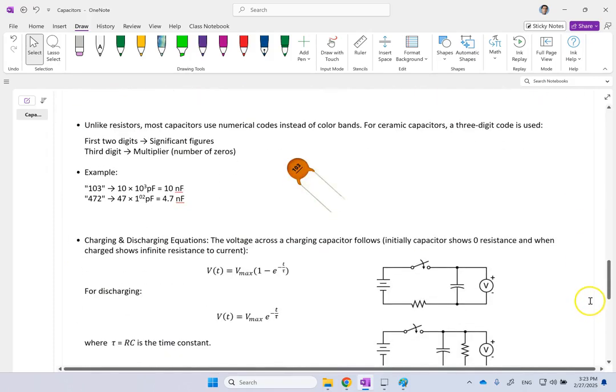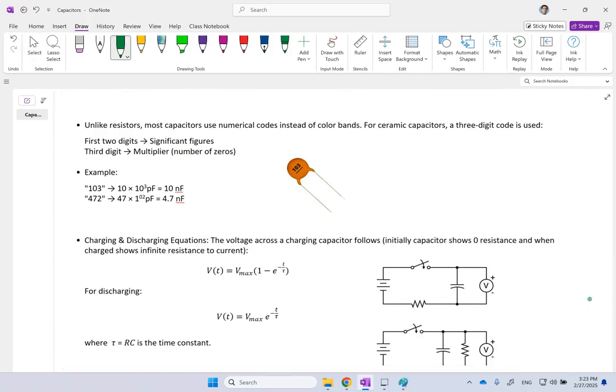Now, a few other things about capacitors before we finish this video. Now, you remember resistors, they have these color bands on them that by looking at them, we can read the resistance.